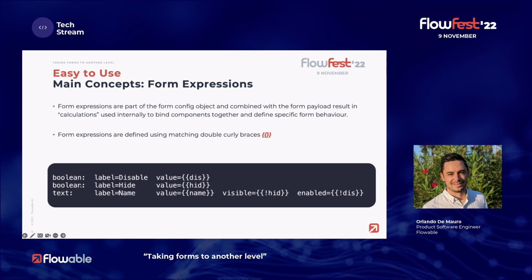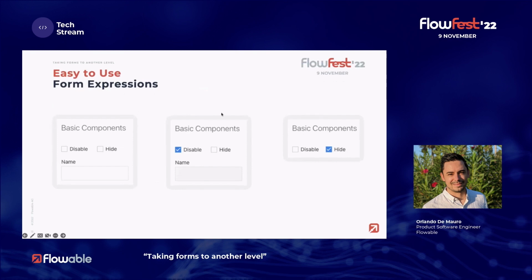The same for another checkbox that we are going to add in our form, and the value of that checkbox will be stored in a variable that is called hit. And then we have a text field that will be visible when the hit variable is false, and the same for the enable when it's false. This is the final result. As you can see, if the two checkboxes are not selected, the text input is visible and editable. Then we can disable it, or we can hide it, just by checking the checkbox.